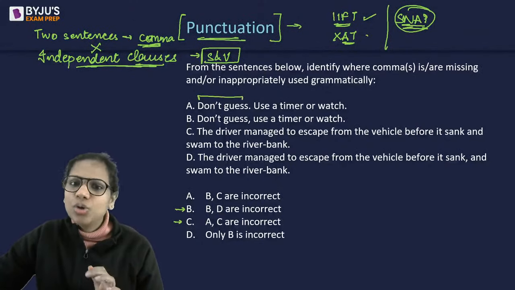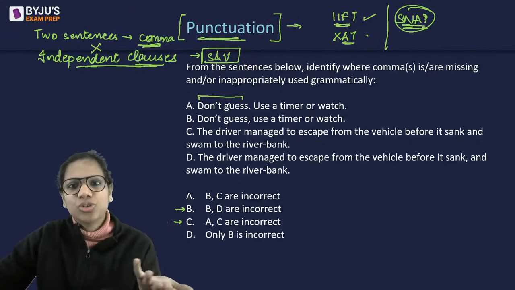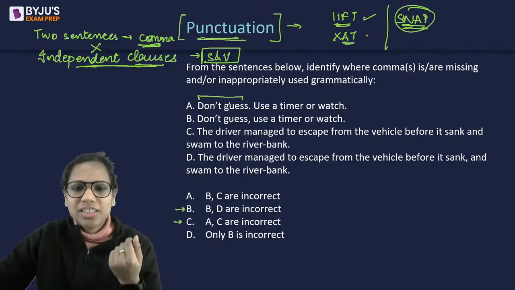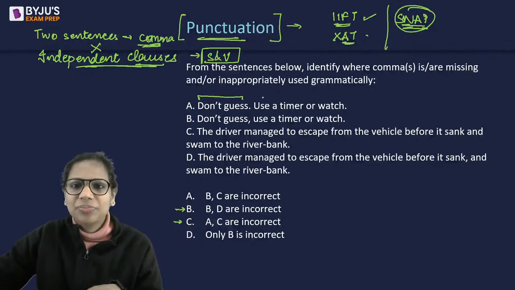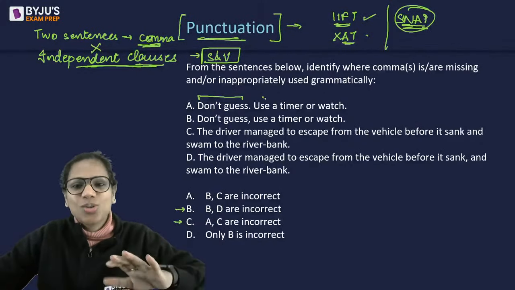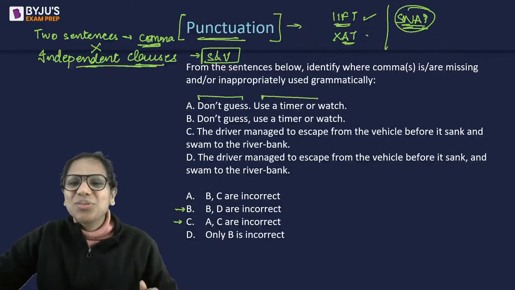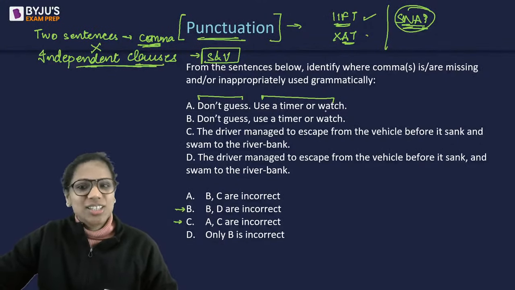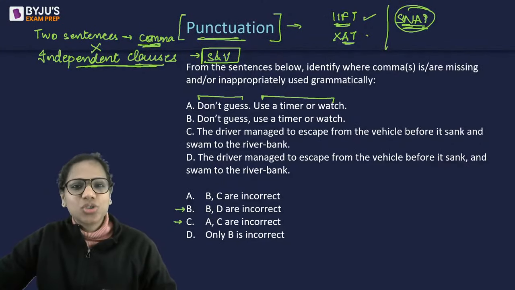Now here, don't guess. A complete idea, don't guess. I keep telling you this for the exams also. No, don't just make wild guesses. Make calculated guesses. It's not like you don't have to guess at all. Use a timer or watch. This is also a complete idea. So these are two instructions, two independent clauses. I cannot join them using just a comma. So this is eliminated.